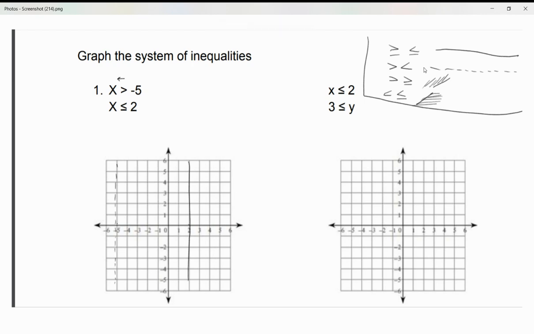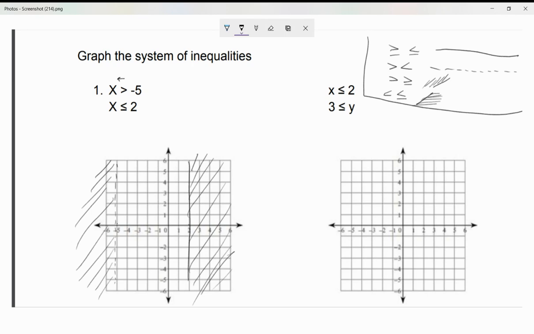And look, this one opens to the left, right? So that means we're going to shade everything on the left. While 2 is less than or equal to x is opening on the right, so we have to shade everything on the right.